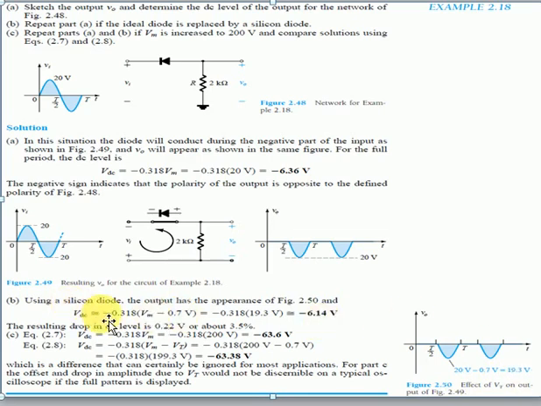And the VDC is equal to minus 0.318 times (Vm minus 0.7), and the answer will be minus 6.14 volt. So the resulting drop in the DC voltage is 0.22 volt or about 3.5%. 0.22 volt means 6.36 minus 6.14. So that will be the drop of 0.22 volt.